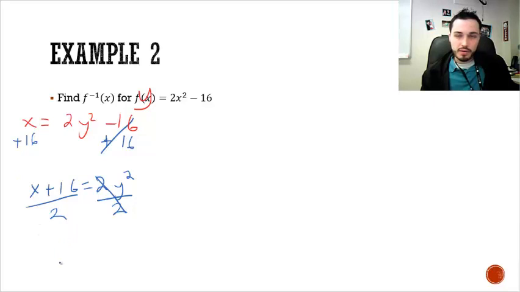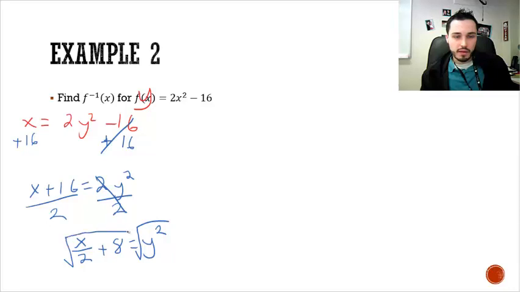Well, x divided by 2 is just x divided by 2. You could think of it as 1/2 x, it's the same thing. I'll go ahead and write it as x over 2. And then 16 divided by 2 is 8. You didn't have to do that, but I just went ahead and did it anyway. And now finally, to solve for y, we're going to square root it. Square root the whole thing.